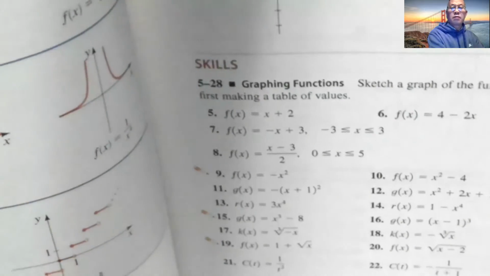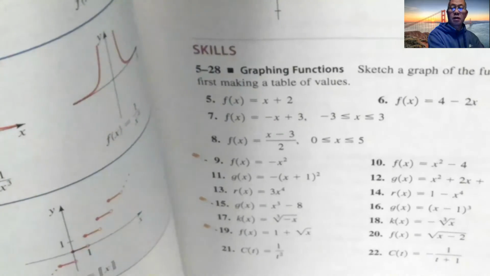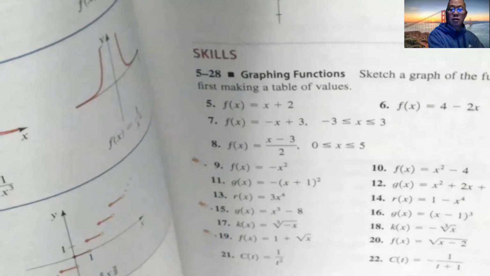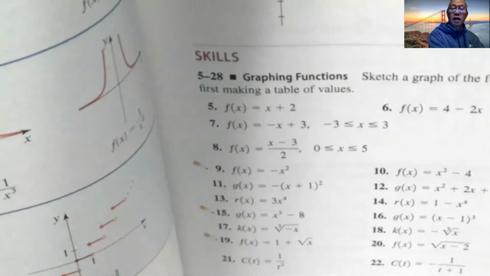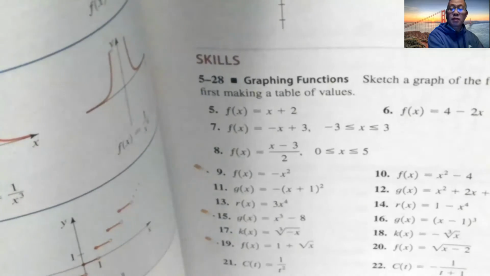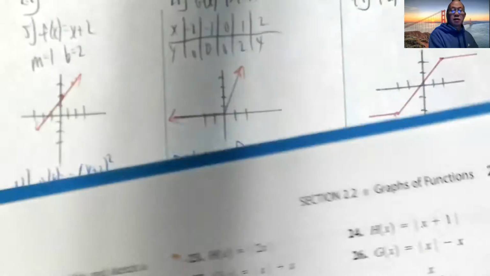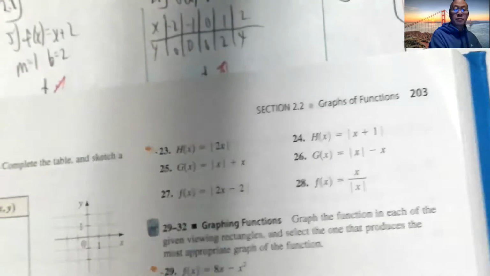Okay, so 5 through 21. Hopefully you can see most of that. Of course, those of you that have the book, just look in the book. If you can't read it, 19 says 1 plus radical x. 21, c of t is 1 over t squared. And let's see, we don't have to look at the evens.